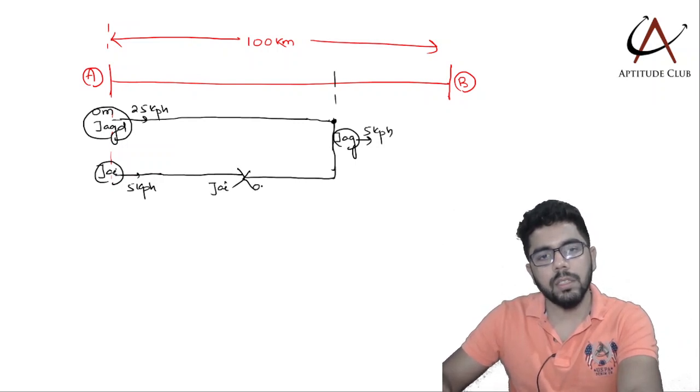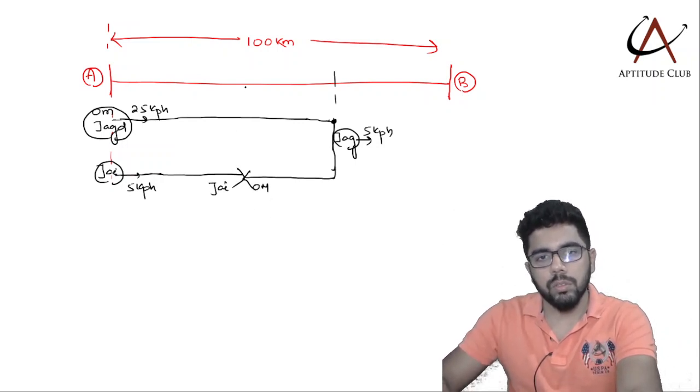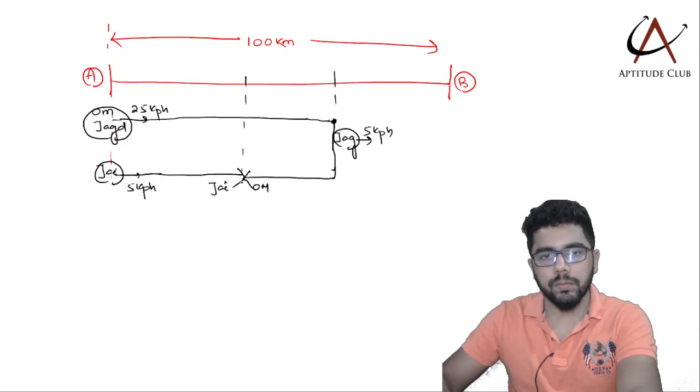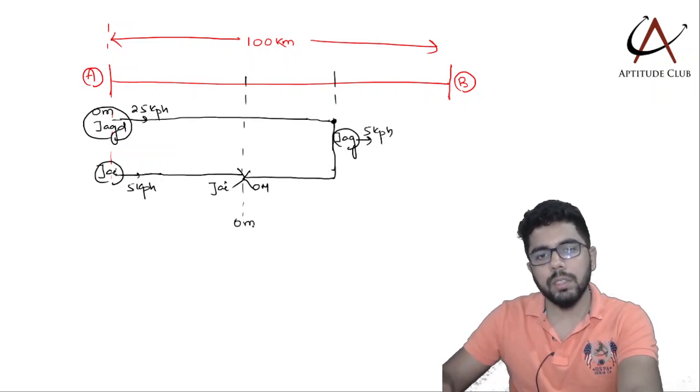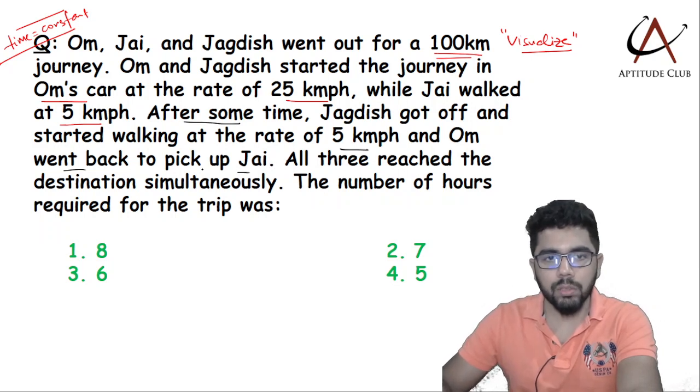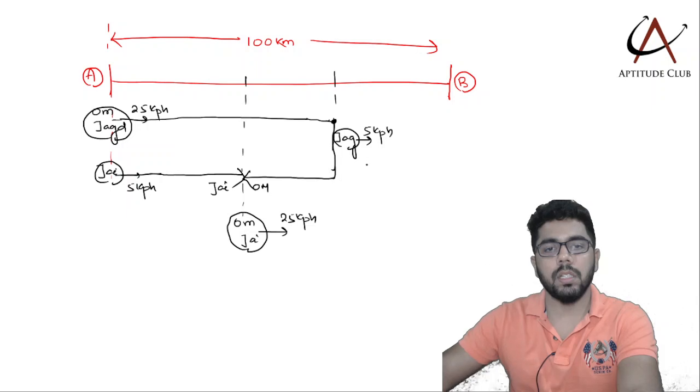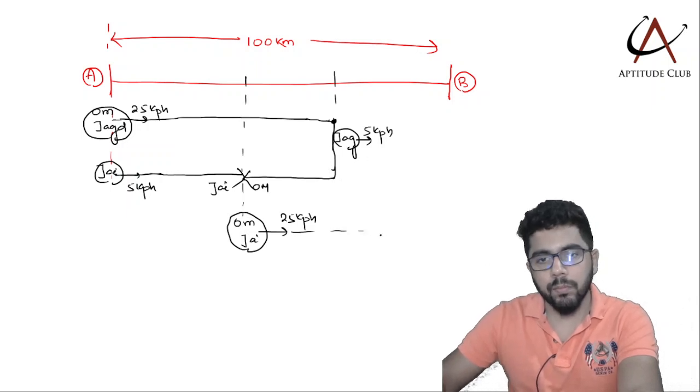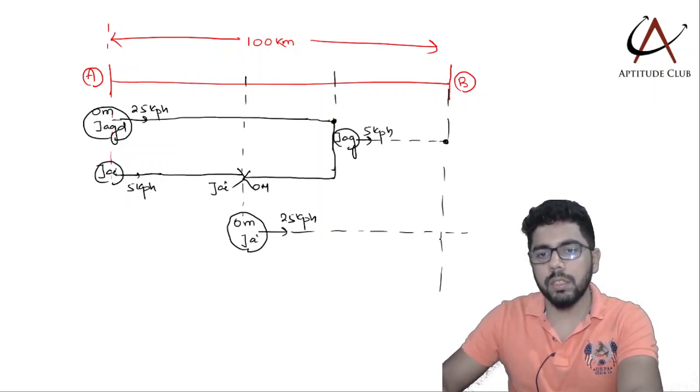So this is Jay and this is Om. This is the point where Om and Jay are meeting, and from this point they are again going by car at a speed of 25 kilometers per hour. Om goes back to pick up Jay, and all three of them reach the destination simultaneously. And in the time in which Om and Jay are reaching, Jagdish is also reaching at the same time.